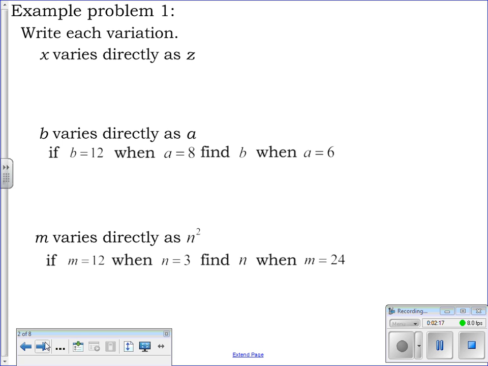Okay. So, example number 1, write each variation. X varies directly as Z. That means that I have X divided by Z. That is my variation. And that is equal to some constant value. I don't know what that constant value is, but I know it's equal to some constant value. That is my variation. It's always the first one divided by the second one.